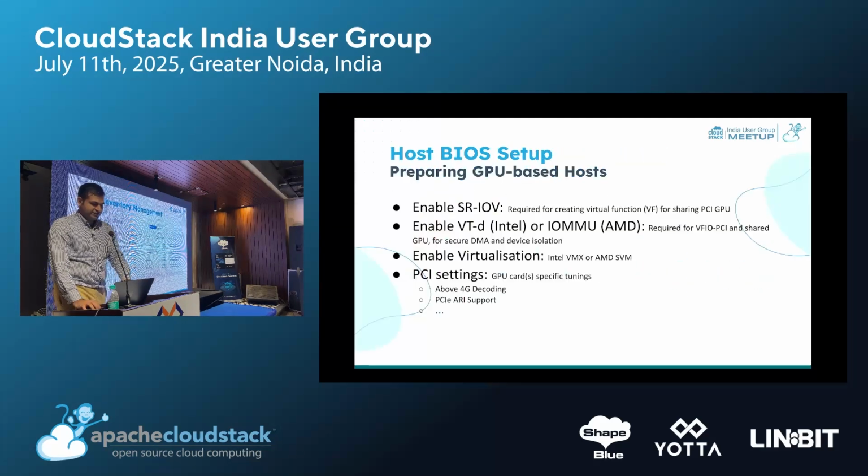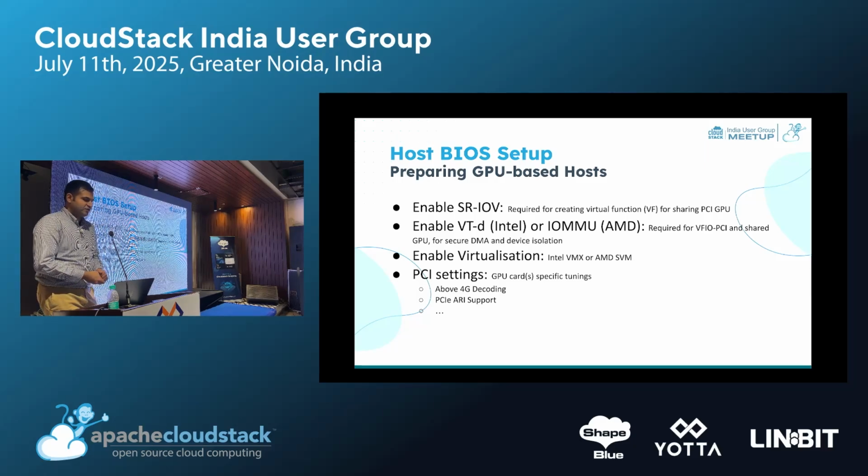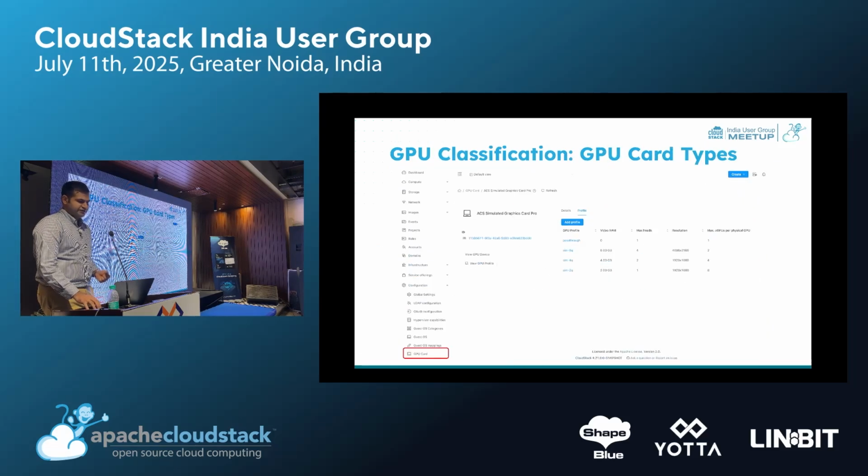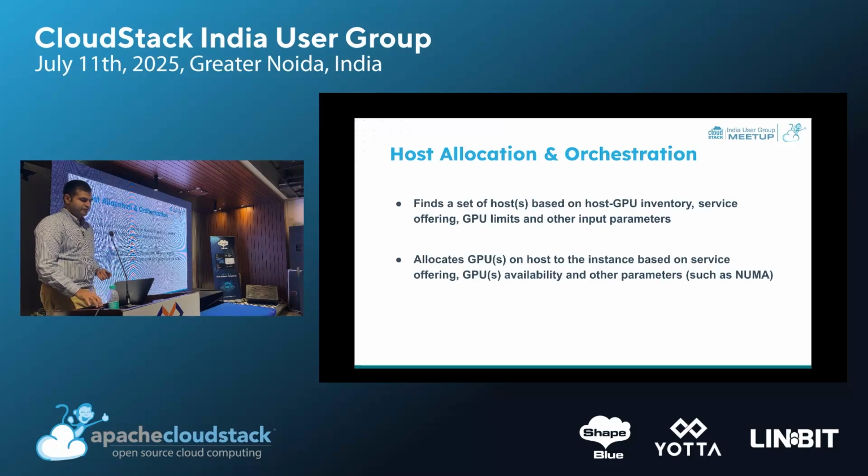Yeah, so one point of note here is that generally we have found that you need to turn on some GPU specific BIOS settings, right? Those are enabling SR-IOV, VT-d, virtualization, and some PCI settings. We have already looked at the GPU inventory feature. Cards and properties, I think I've briefly mentioned. You can manage cards, you can add them. Profiles will try to auto-discover, you can manually add the profiles as well.